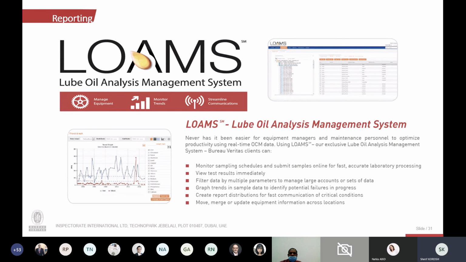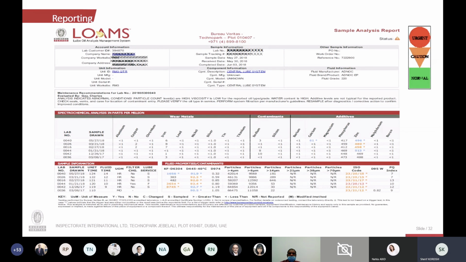So basically, the account holder of LOMS can give access to individuals to look at the machinery, do the trending, and be involved in the programs later on. The reports we are producing through LOMS will include all the information related to the piece of equipment. It will have the company name, the workplace, the unit ID, the manufacturer, the model, and so on. When the sample was taken, and when the results were produced. And at the end of the day, it will give you the results.